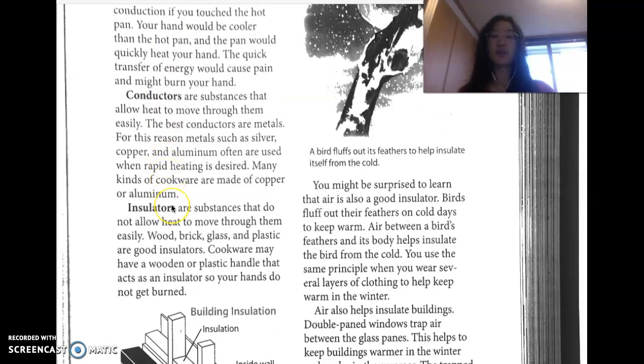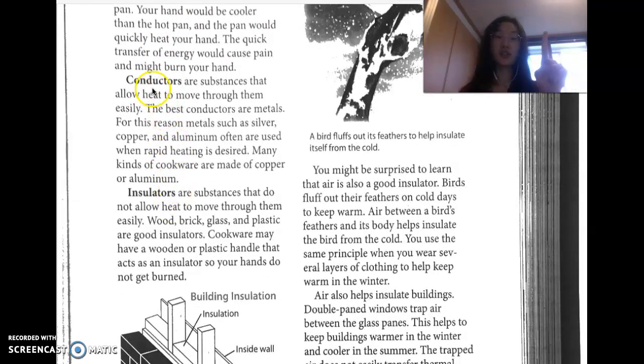Now, two things to keep in mind. Number one, conductors. These are things that allow heat to move through them very, very easily. And the best conductors are metals, like the metal spoon. For this reason, metals like silver, copper, and aluminum are often used when you want to make things hotter really quickly. Many kinds of cookware like pans and pots are therefore made of copper or aluminum because when you're cooking, you want to make sure that the heat heats up the food quickly.